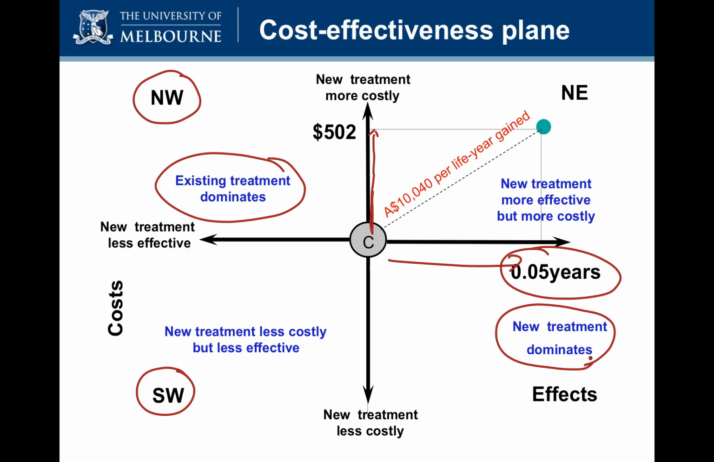In most cases, most interventions take place in this northeast quadrant, where you have to spend more money, but we get an increase in the associated health outcomes. And as you can see, this point here is the point that defines our two blood pressure drugs. And the slope of that line gives you the cost per life year, which in this case is around $10,000 per life year gained. And in a country like Australia, that would be considered a very cost-effective intervention.